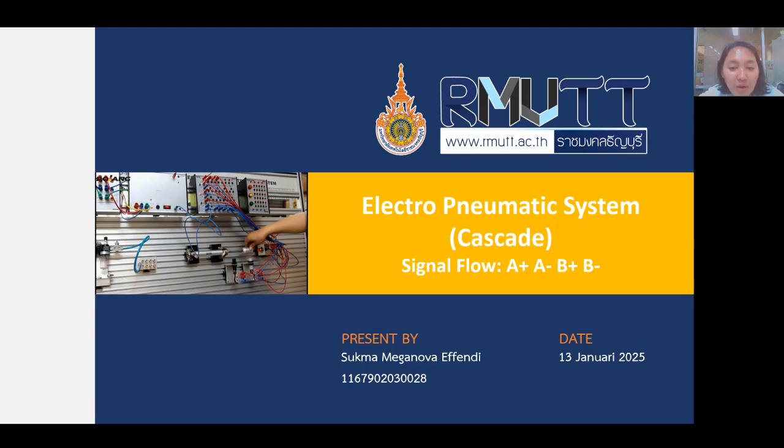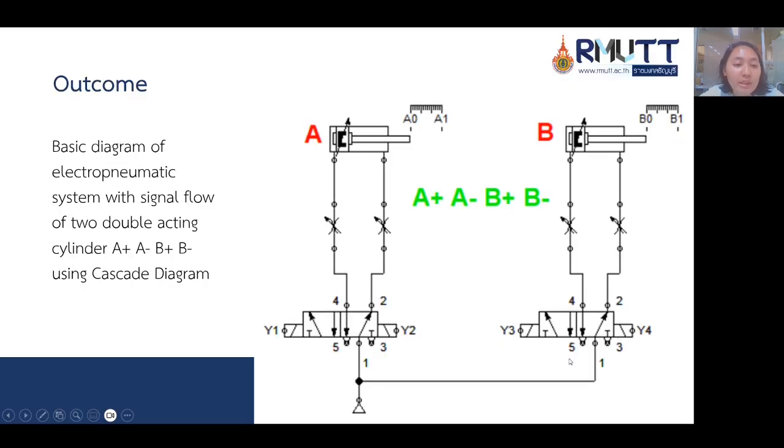I want to present my homework about electropneumatic system, the cascade configuration, and the signal flow is A plus, A minus, and B plus, and B minus. This is the outcome of this homework. This is the basic diagram of electropneumatic system with signal flow of two double-acting cylinder, A plus, A minus, B plus, and B minus using cascade diagram.